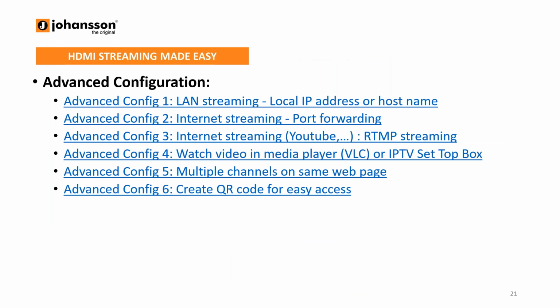Now the advanced configuration. I have 6 slides on that. One is local network streaming, where we stream the content on a local network. The second one is internet streaming, and there we have 2 options: using port forwarding or using RTMP streaming. Then you can also watch the video stream not only in a web browser, but also in a media player, software or hardware. I demonstrate VLC as an example, but you can also do it with an IP set-top box. Here I will show you how you combine multiple channels on one web page.